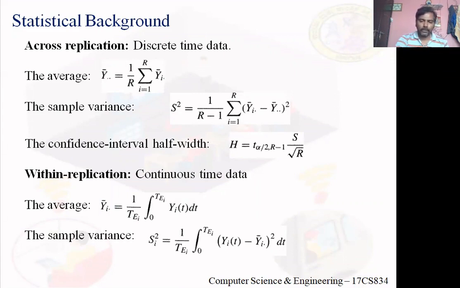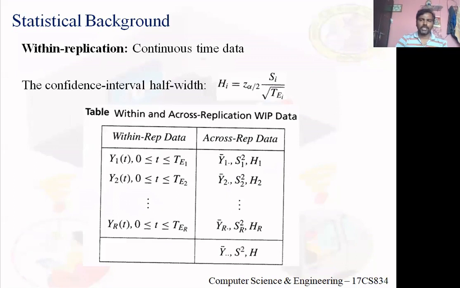But within replication, I mean within a single run from morning 9:30 a.m. to 4:30 p.m. evening, time is continuously changing, right? Got it? So we call it continuous time data. Means the data we observe within a replication is continuous. For example, one more performance parameter, let it be average queue length in case of banking system, or average work in process in case of manufacturing system.